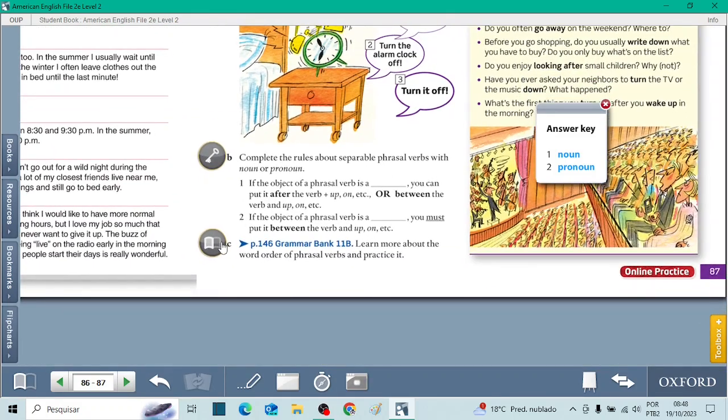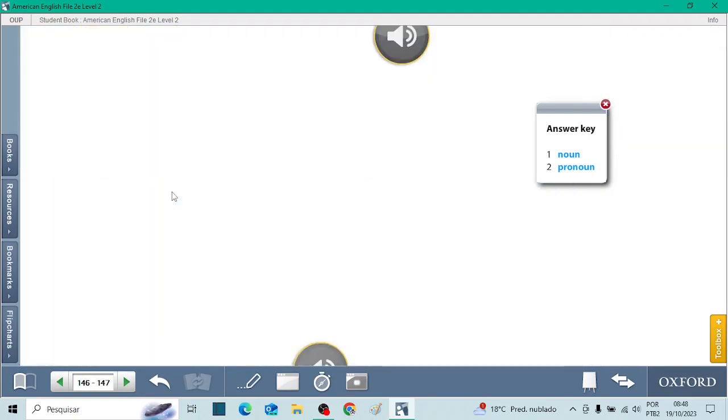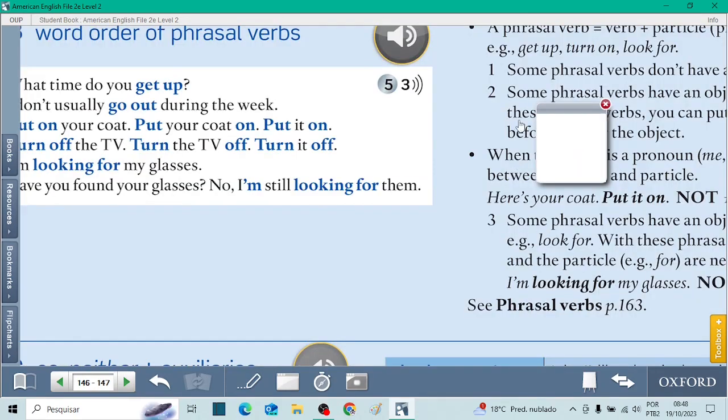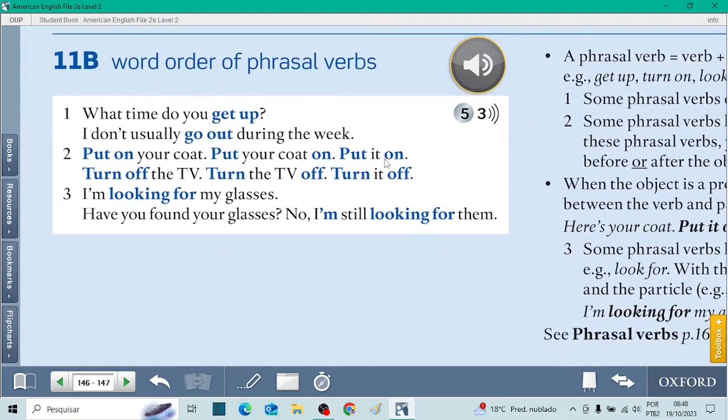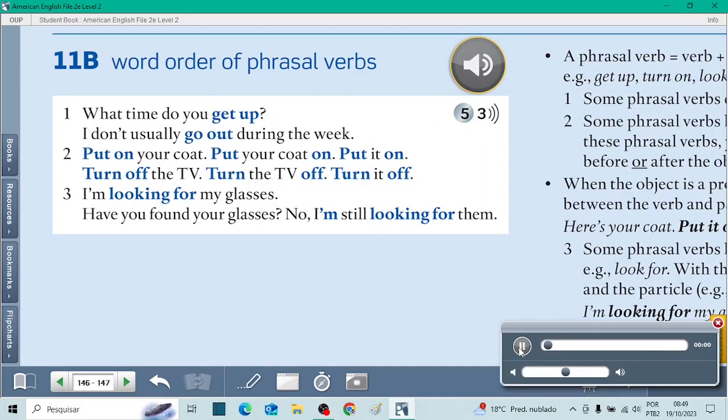Let's go to page 146 so we can work more on phrasal verbs. Let's go. I will play this audio here. You will repeat these examples.